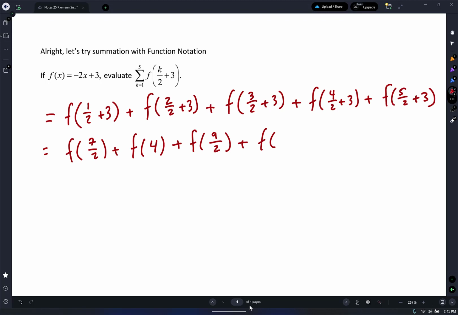F of 5. And then F of 3, 2, 6, 7, 8, 9, 10, 11, 11 over 2. Cool or not cool?